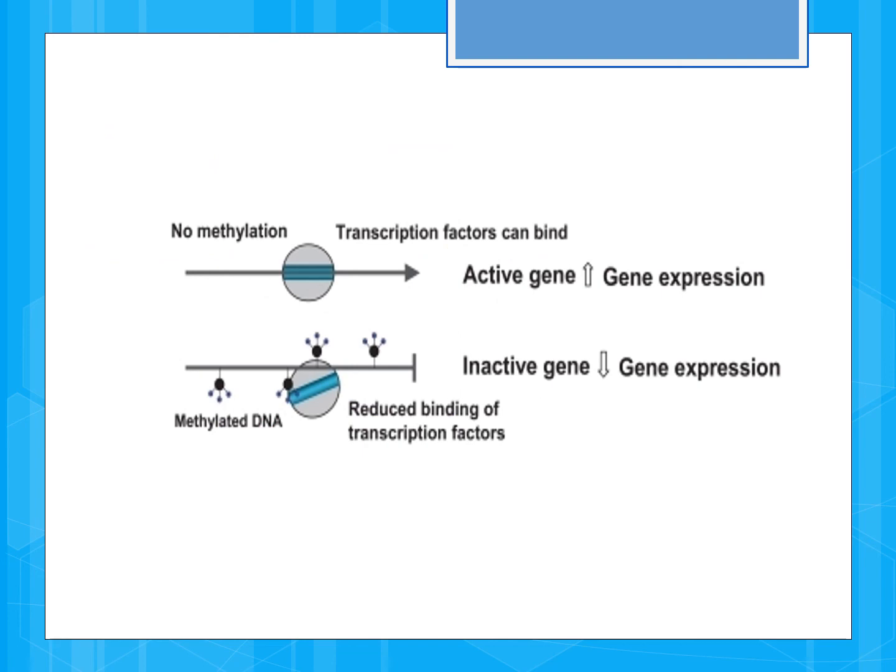So this is just showing you again. The line with the arrow, that's basically our DNA strand. So we've got no methylation, transcription factors combine, you activate the gene, you get gene expression. The methylated DNA on the cytosine reduces binding of the transcription factors, which means the gene is inactive, and so you don't get gene expression.